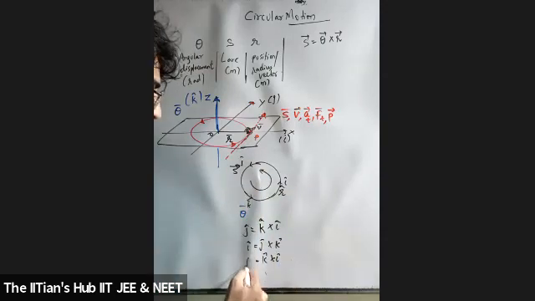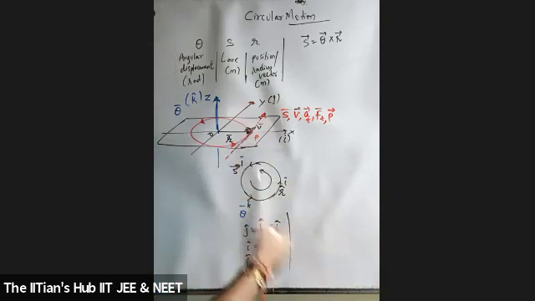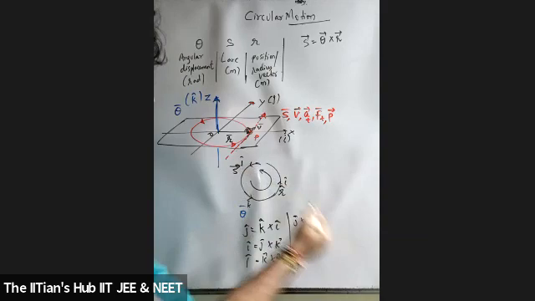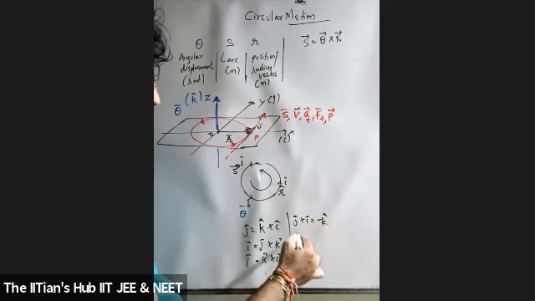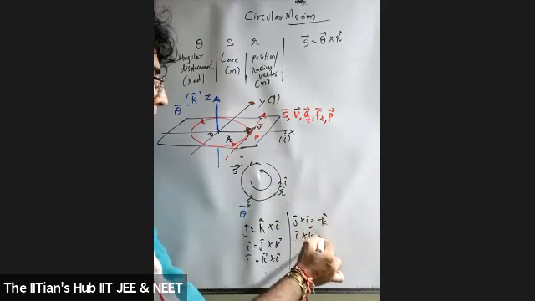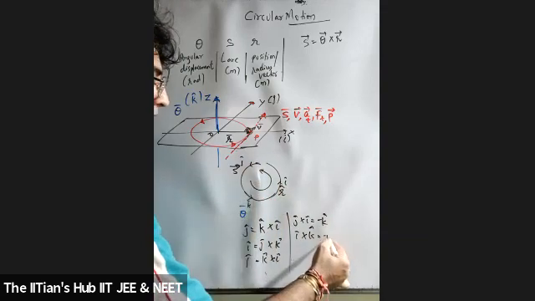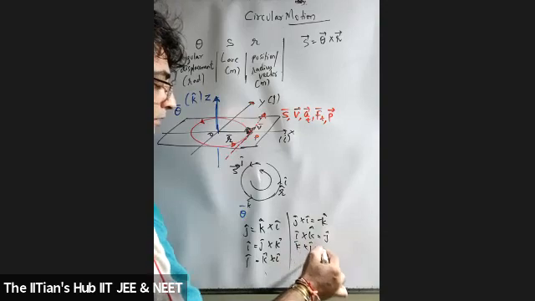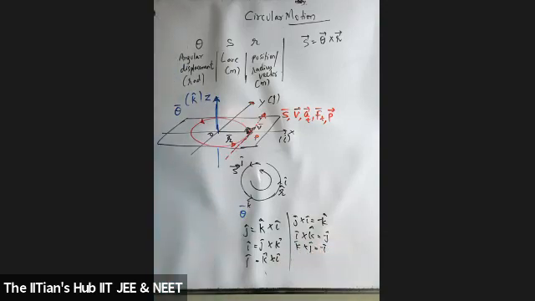Plus j. If I happen to go in the clockwise direction, students, what is j cross i? K. Very good. Minus k. What is i cross k? Minus j. And what is k cross j? Minus i. Where have you learned all these things?